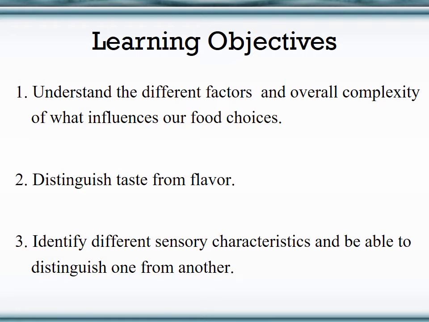Why do we make the food choices that we do? Number 2, there are many different sensory properties. You should have a general idea of what these are, but specifically be able to distinguish taste from flavor. Number 3, identify different sensory characteristics and be able to distinguish one from another.